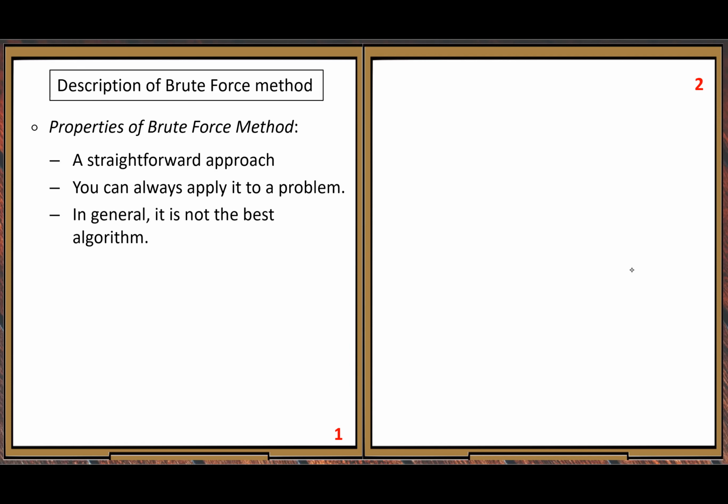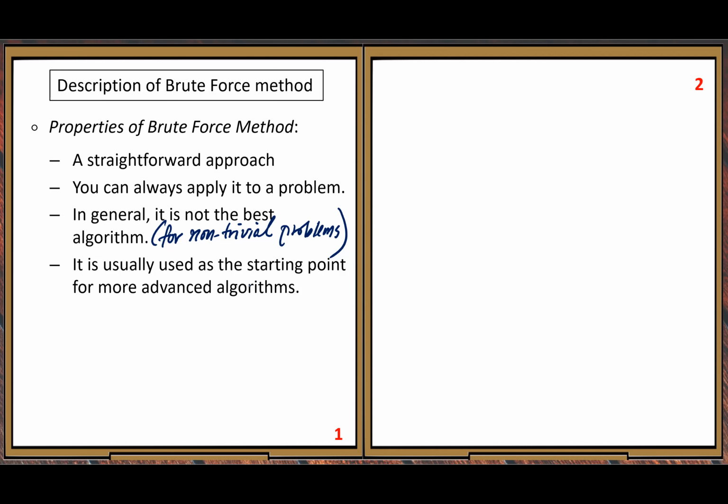In general, it is not the best algorithm. In general, I like to say for non-trivial problems. For trivial problems, you can get the best solution. It is usually used as the starting point for more advanced algorithms.